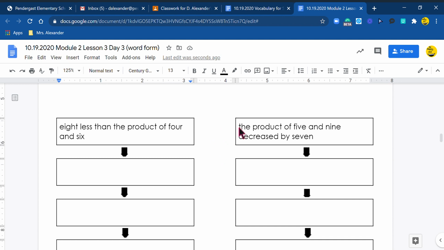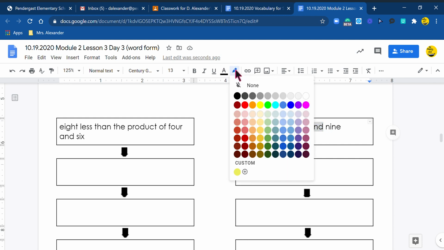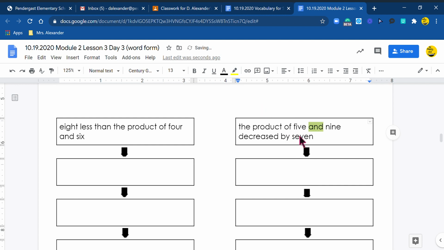So we have the product of 5 and 9 decreased by 7. If you see, I have the "and" here. And the "and" is telling us we have parentheses. So here we go. I'm going to go ahead and put in my parentheses: 5, the product of 5 and 9. I know product is the answer for multiplication, so I've got to do it as multiplication. And it's decreased by 7, and decrease means take away, so I'm going to take away 7.